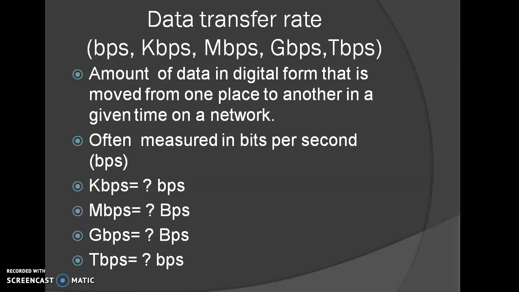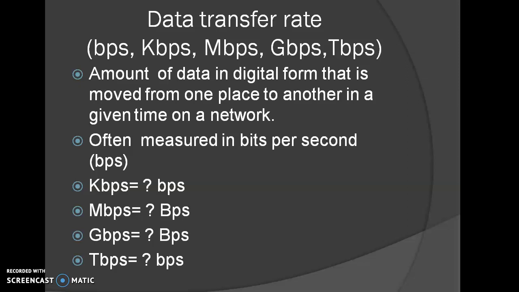Data transfer rate: this is actually very simple, you can easily understand from the name itself. We are referring here to the amount of data in its digital form. When you transmit it from one computer to another computer, it will be transmitted in the form of a 0 and 1 combination, and it will be received also in the form of ones and zeros. That means the amount of data in its digital form that is moved from one place to another in a given time on a network. The given time is normally per second, the amount of data that you can transmit in a second.